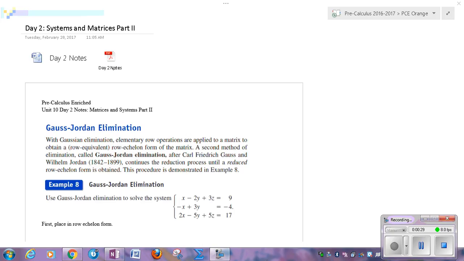So if you take a look at this first example here, I want you to take this system, put it into an augmented matrix, and then put it into row echelon form. So you're going to pause your video, do the augmented matrix and row echelon form, and then rejoin me in the video.